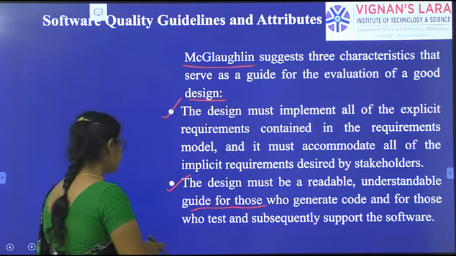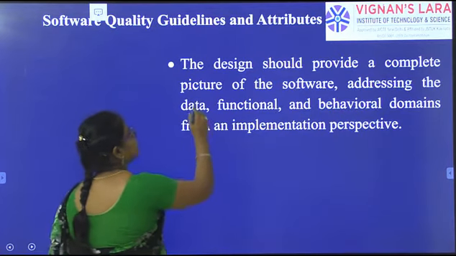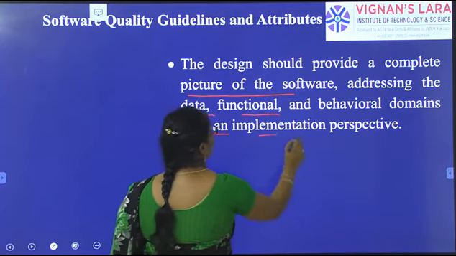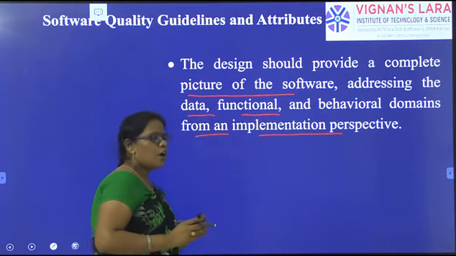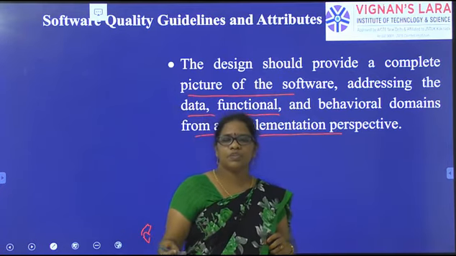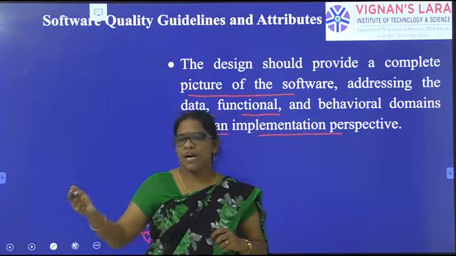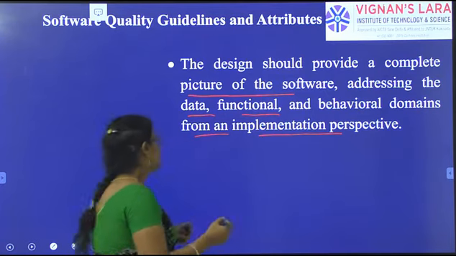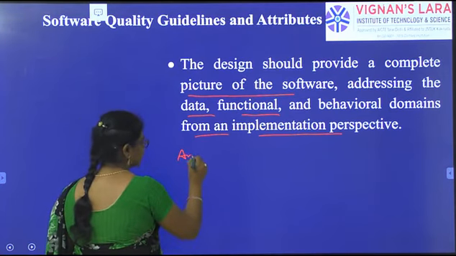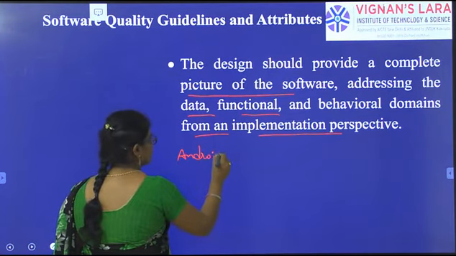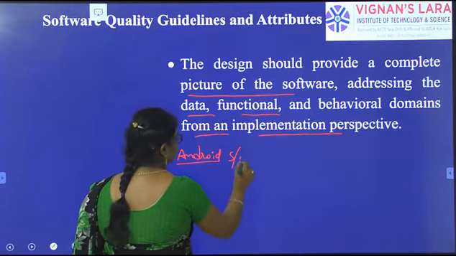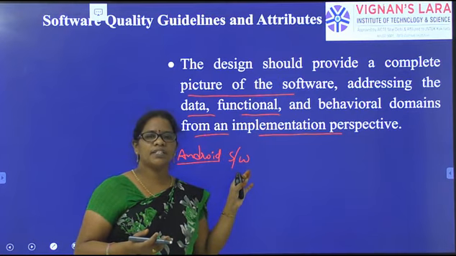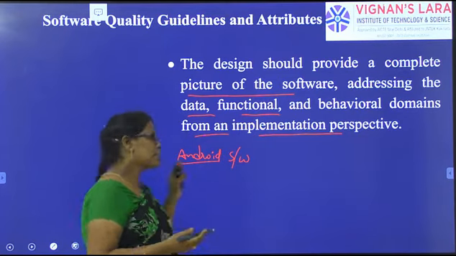And the next point is the design should provide a complete picture of the software, addressing the data, functional and behavioral domains from an implementation perspective. After designing only, we will go for the implementation of the code. For example, website designing or Android phone designing. If you are designing some Android software, in Android, that is an operating system. So in an operating system, what should it support? It should support some multitasking.